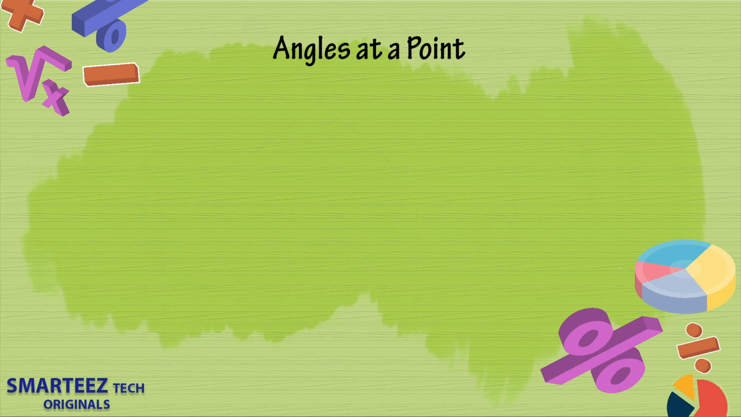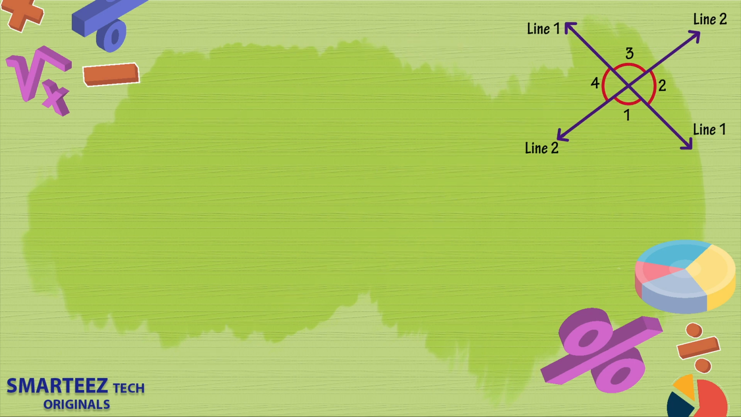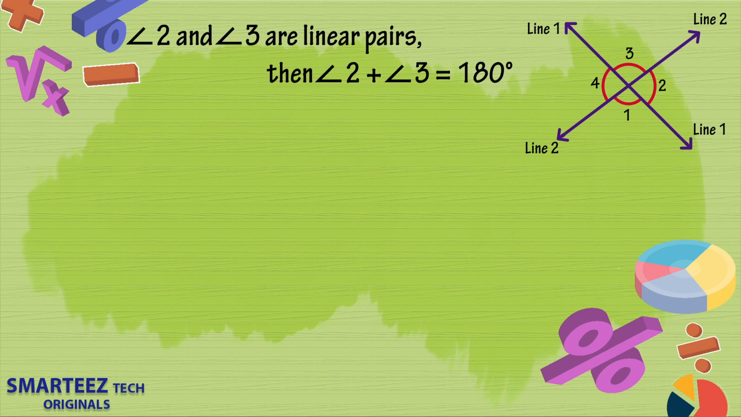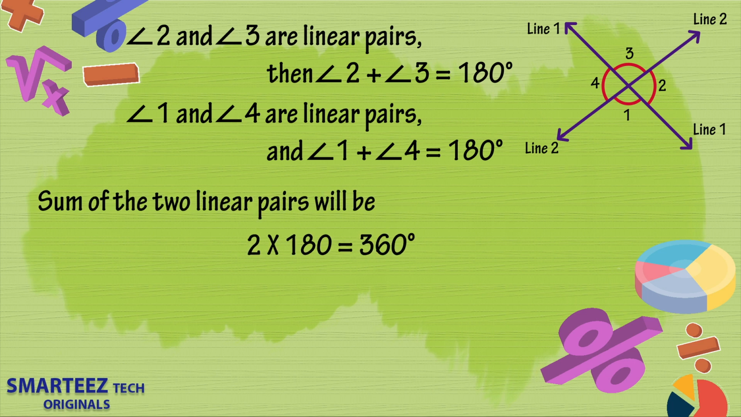Angles at a point. We just covered two intersecting lines and each line has a linear pair whose angles sum up to 180 degrees. Here, for line 1, we consider angle 2 and angle 3 are linear pairs, then angle 2 plus angle 3 equals 180 degrees. Similarly, for line 1, angle 1 and angle 4 are linear pairs, and angle 1 plus angle 4 equals 180 degrees. So the sum of the two linear pairs will be 2 times 180, which equals 360.